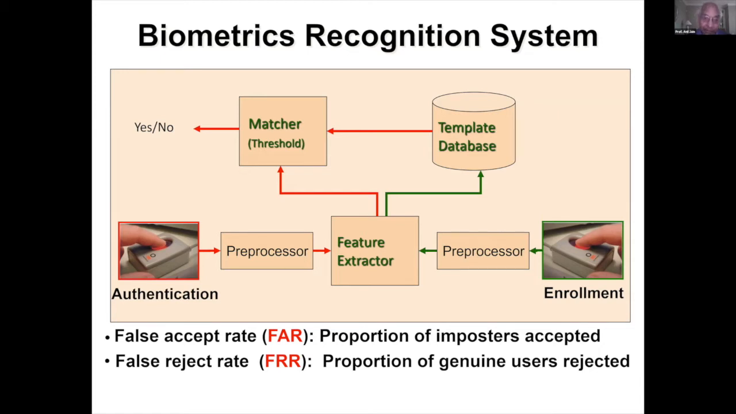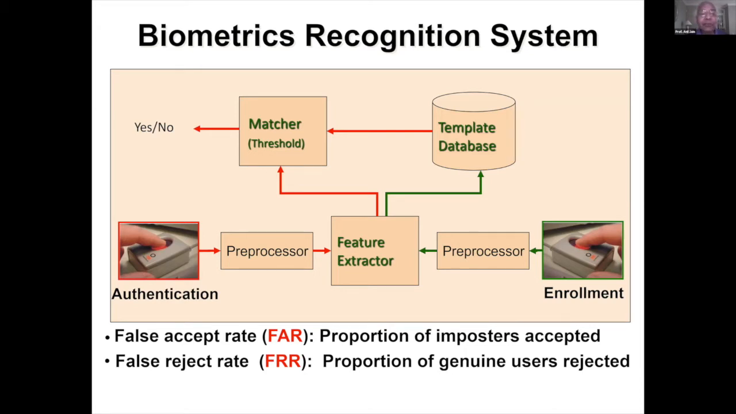So as I mentioned, authentication typically means I claim who I am, and then I'm verified whether my claim is correct or not. In the case of identification, I don't claim anything. And then it is compared with everything in the template database to decide whether I'm one of the persons already enrolled in the database or I'm not. So this is the general concept.